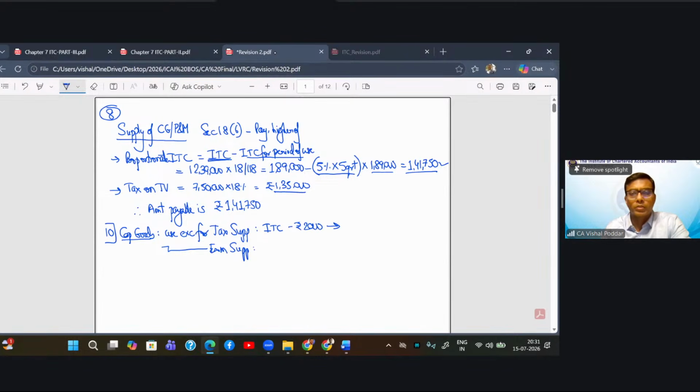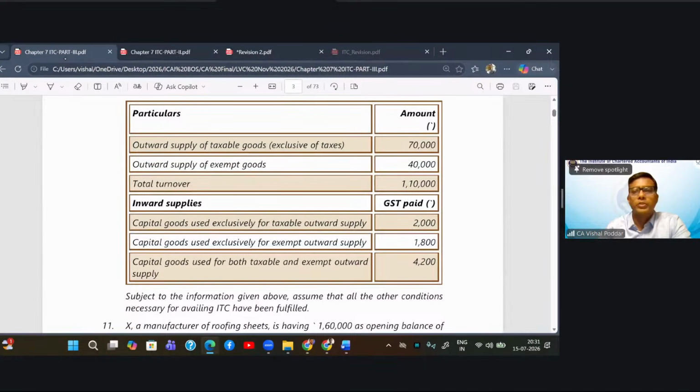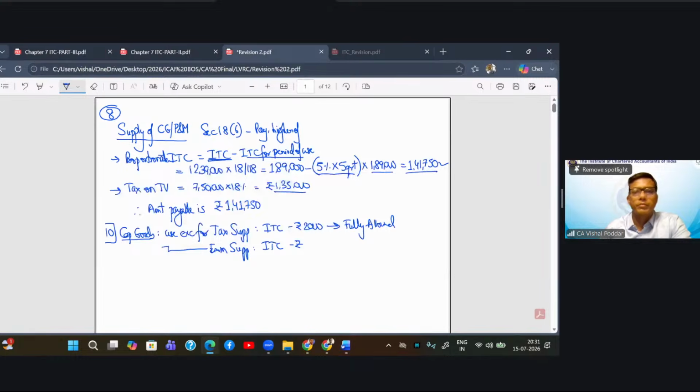Rupees 2000 fully allowed. And here ITC was how much? 1800. Not allowed.